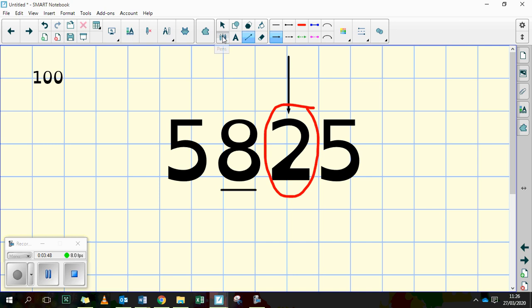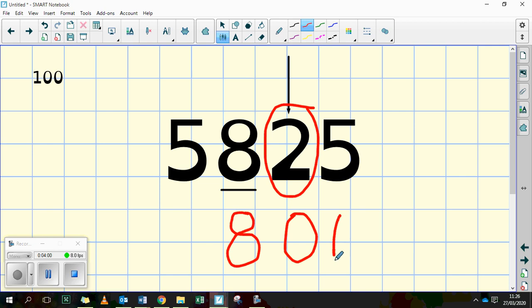Often catches us out here because lots of people will round down to 700, but when you round down, you stay on the digit that you are on. So the 800 will remain 800 and the 5,000 will stay the same. So 5,825 rounded to the nearest 100 will be 5,800.